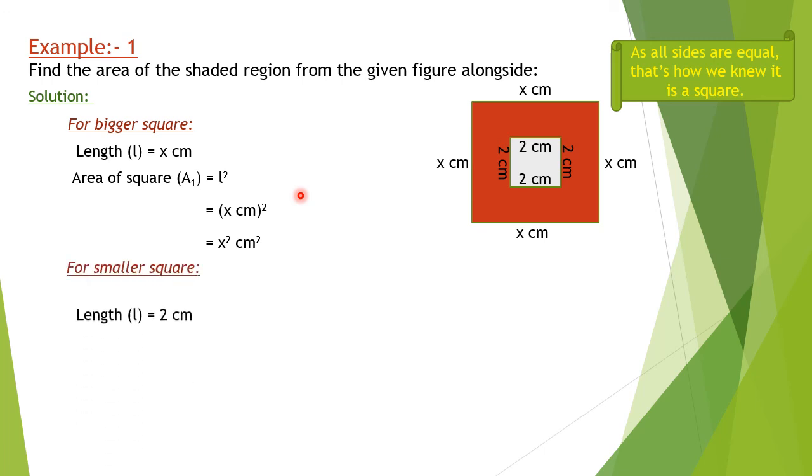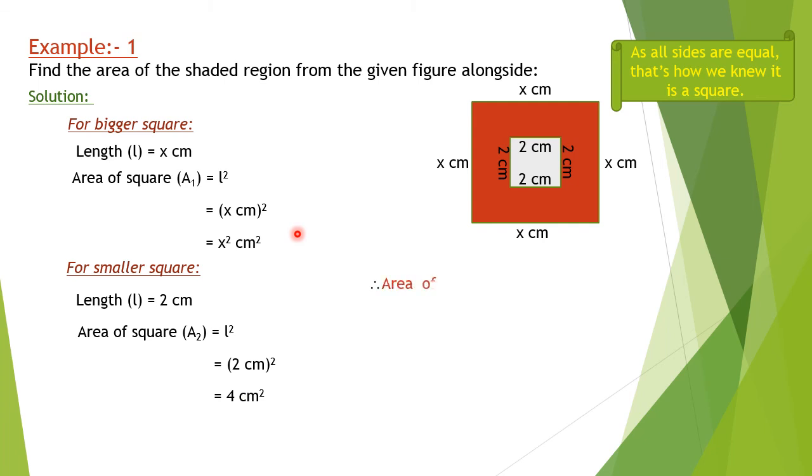Now for the smaller square, the length is 2 cm, isn't it? You can easily see in the figure. Its area is represented as a2. A1 is for the bigger square, a2 for the smaller square, and the formula is L square. Our value of L is 2 cm. Let's apply it. L is 2 cm, so it will be 4 cm square.